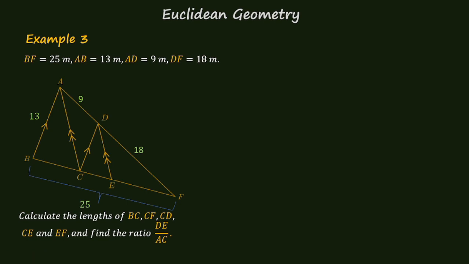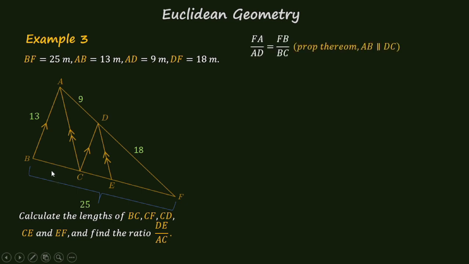So in this case, we can express FA over AD. Remember, we're looking for the length of BC. So we can say FA over AD, because we have the whole of FA, which will be the sum of 18 plus 9, and then we also have AD. On the side FB, we have the length given to us as BF. Doesn't matter whether it's BF or FB, it's the same length. So FB is given to us as 25. Now the only missing part will be BC.